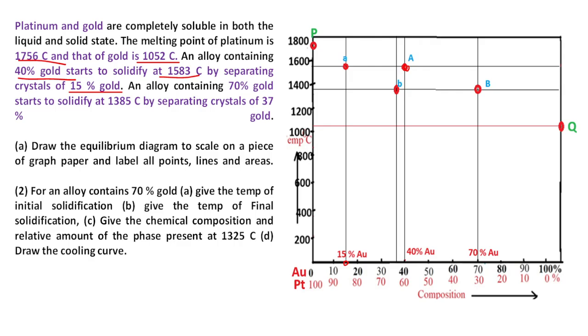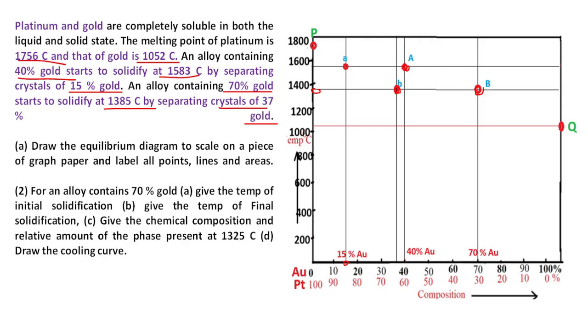An alloy containing 70% of gold starts to solidify at 1385. This is point B. Separating crystals of 37% gold; this is point small b. So in total there are 6 points marked using this data.